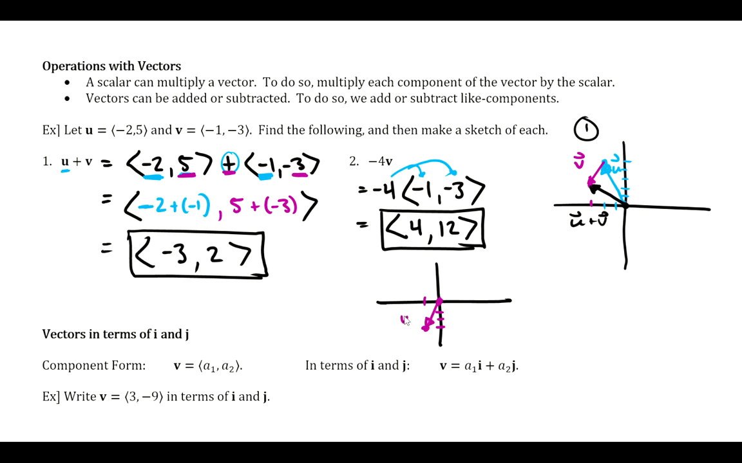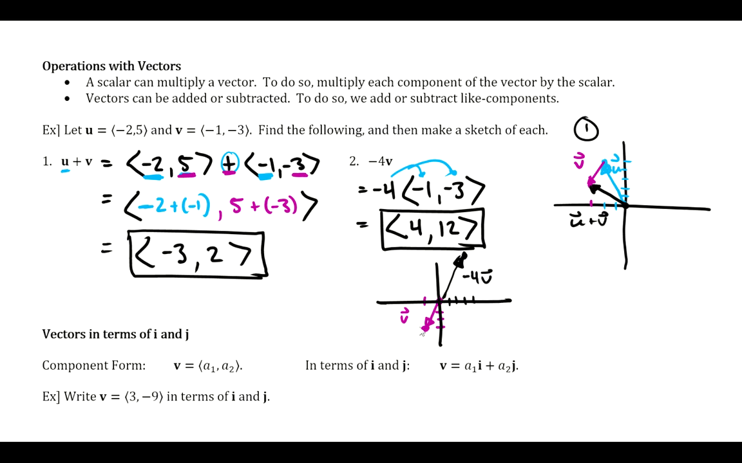So there's v. Negative 4v, I'm going to sketch that one in the black ink, would be 4 to the right. 1, 2, 3, 4, and then up 12. Okay, so my scale's probably going to get a little off there, but I'm going to say it's about there, like that. Okay, so that is our -4v.